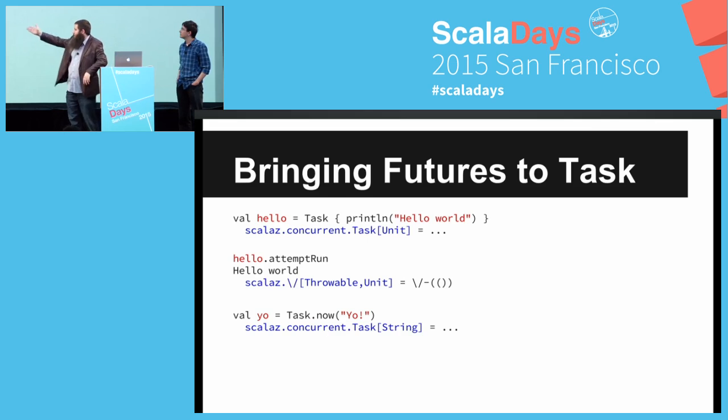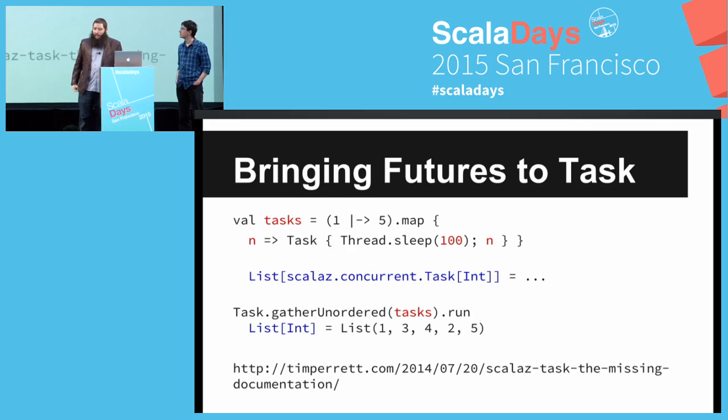You can also lift things very simply into a Task, and Tasks also have many features defined for you. You can gather them unordered, and you just have a list. I took this example from ScalaZ Task, the missing documentation website, which I highly recommend if you ever want to work with Tasks, because ScalaZ documentation is a little lacking. But it's a basically equivalent form of Future.